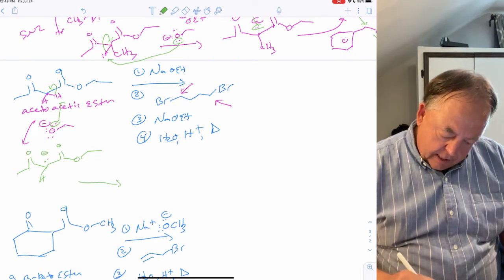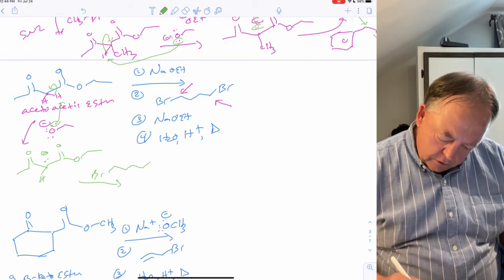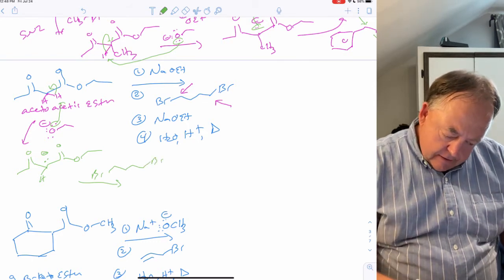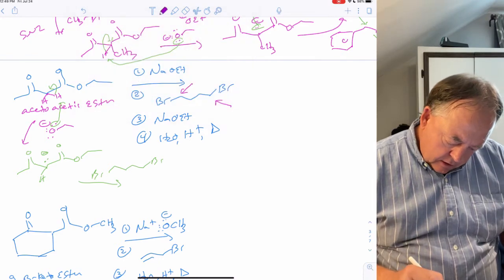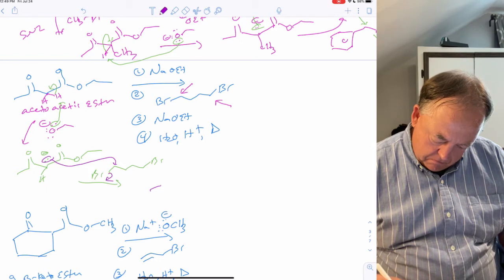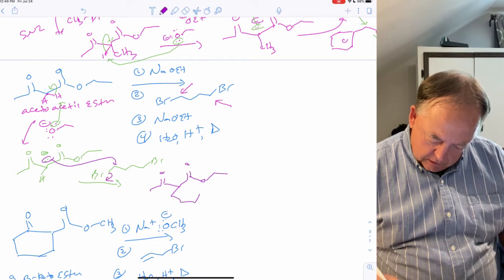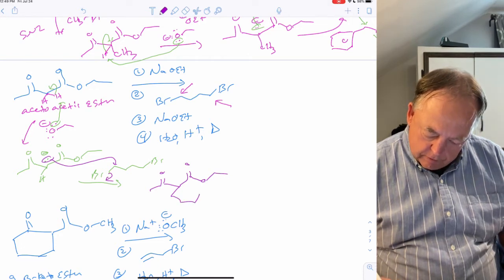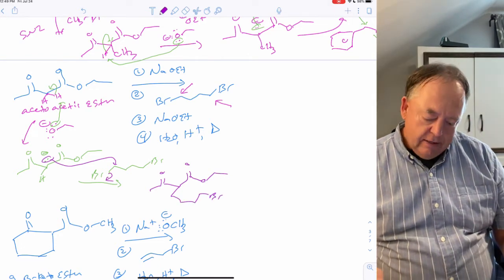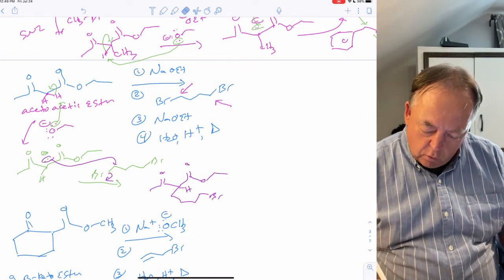And then if you react that with, so 1, 2, 3, 4 carbons, and take the lone pair, attack here and kick the bromine off. So that's 1, 2, 3, 4 carbons, and then there's a bromine still there. And you still have an acidic hydrogen there, because there were 2 hydrogens. You still have 1 left.